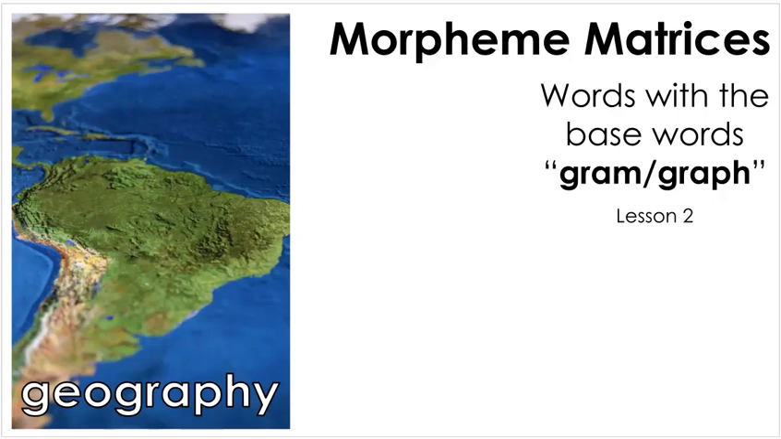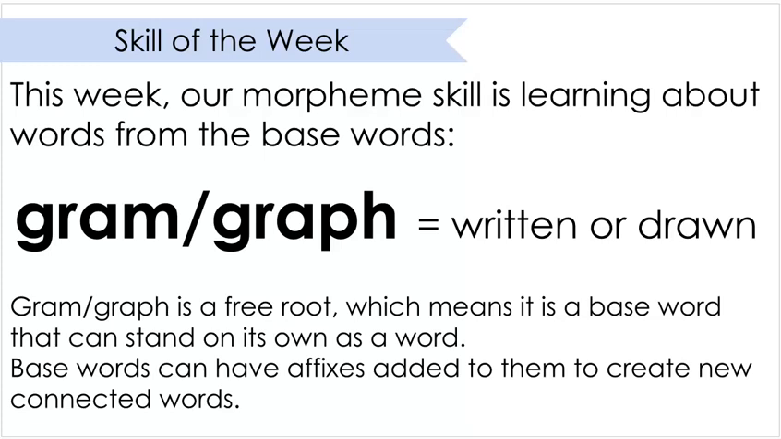Today we are on lesson 2 of looking at the base words gram and graph. Do you remember what they mean? Gram and graph, we learned yesterday in lesson 1, mean written or drawn. We also learned that it's a free root, which means it's a base word that can stand on its own as a word. Base words can have affixes added to them to create new connected words. Affixes refers to prefixes, which go at the beginning, and suffixes, which go at the end.